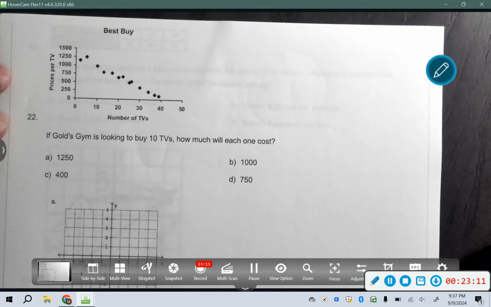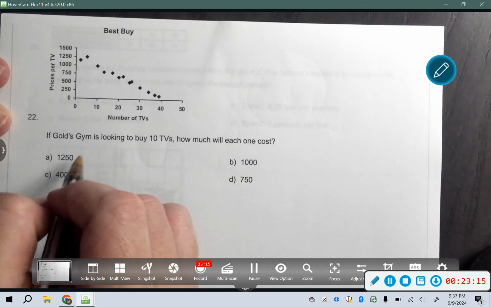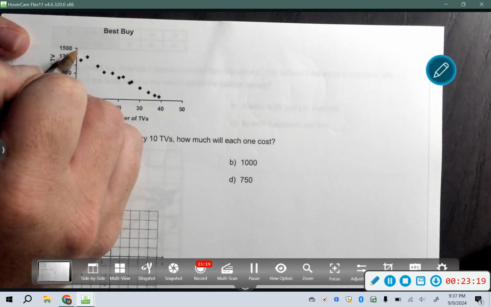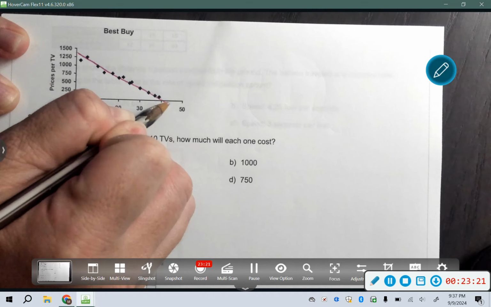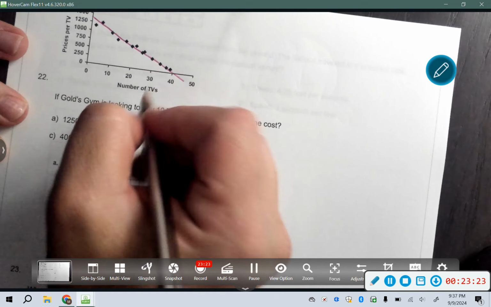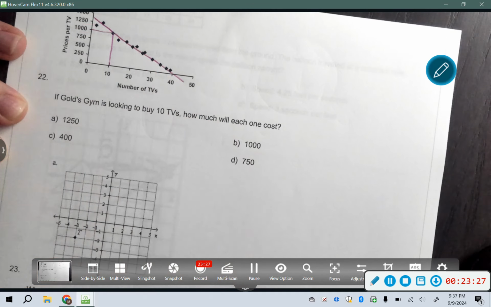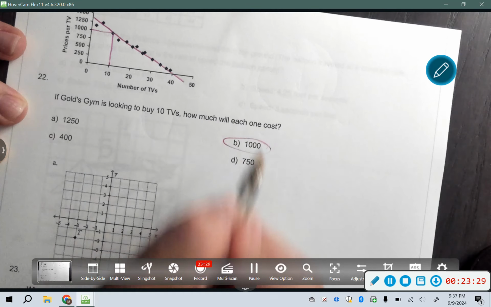Okay, looking at 22. Again, it's asking for a prediction. Gold's Gym is looking to buy 10 TVs. How much would it cost? So again, draw our trend line. It wants to know 10 TVs, so it's going to be about $1,000, which is here.